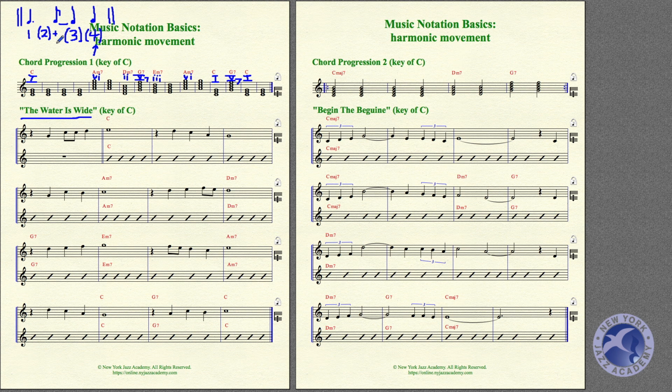This is the C chord, A minor, D minor, G, E, A, starting to sound like music we know. So good. So that's chord progression 1. And basically, to review, it's 1 to 6, 2 to 5, 3 to 6, 1 to 5 to 1.